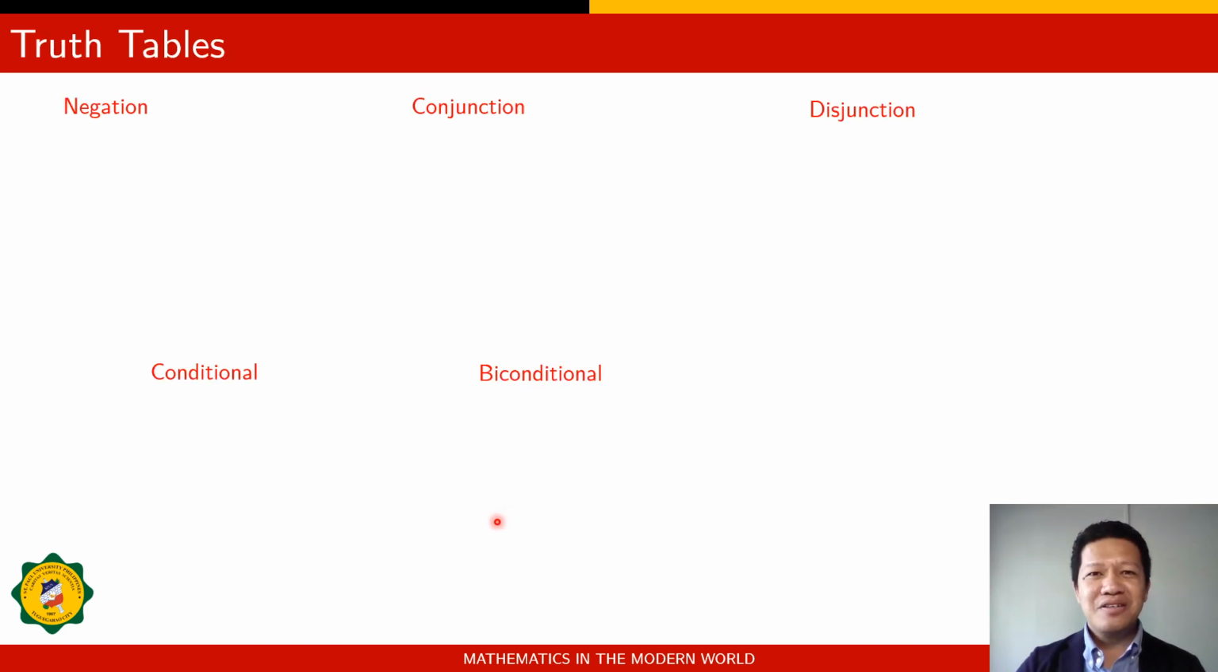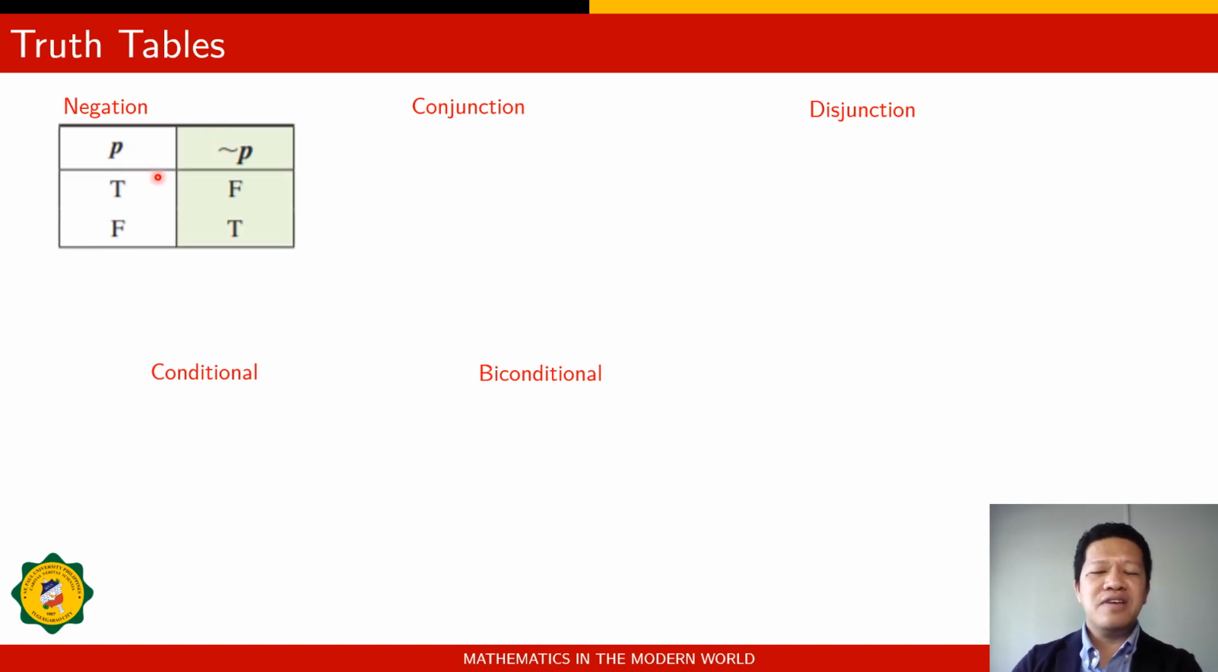Let us now familiarize ourselves with the truth values of the five logical connectives. Let's have negation. For negation, if the given statement P is true, the negation is false. And if the given truth value for P is false, the negation is true. So you need to memorize that simple truth table for negation.